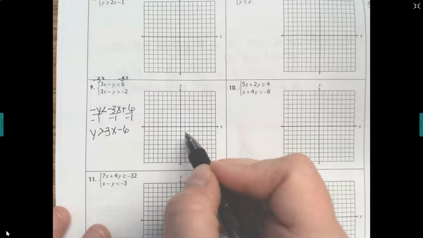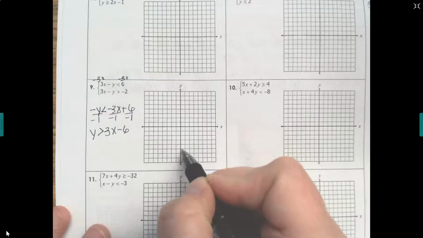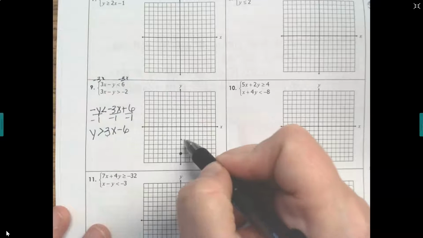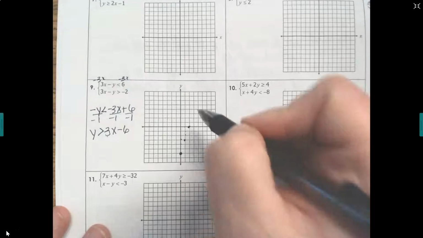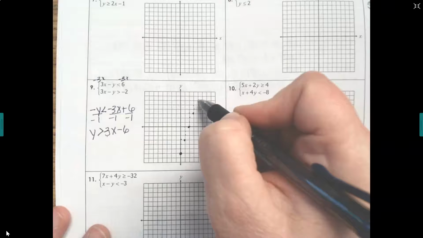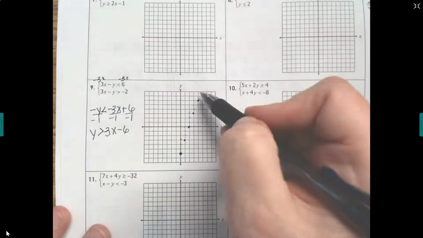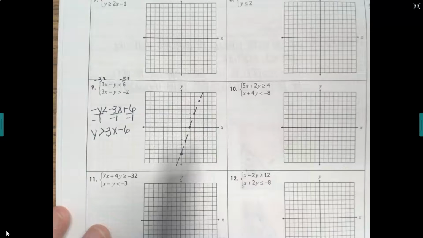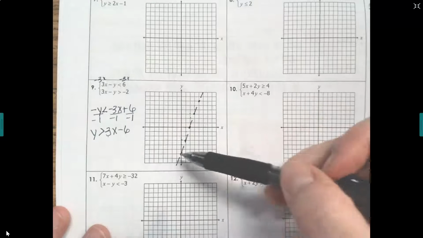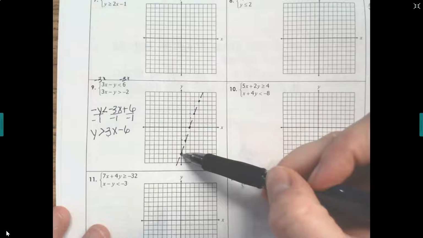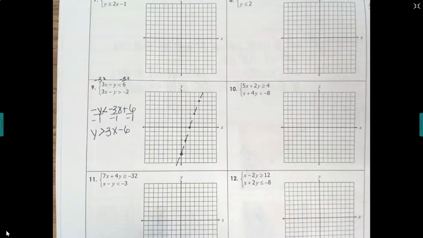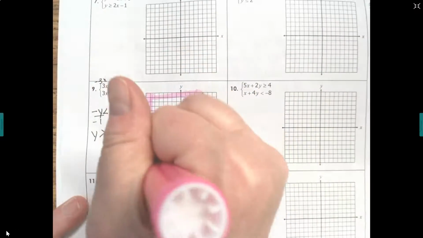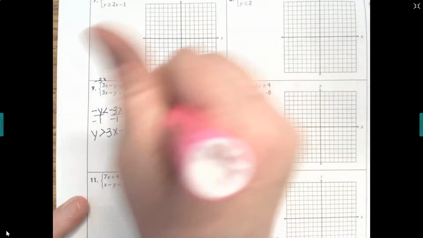So let's do our y-intercept first at -6, and our slope is 3, and it's really over 1, so rise 3, run 1. Rise 3, run 1. Okay, we have a dotted line here because it's not equal to. So I draw in my dotted line. Y's are greater than, so go to the y-intercept. Where the y is greater than -6, that would be above it. So I'm going to follow the line, graph it in, and we'll shade all of this.